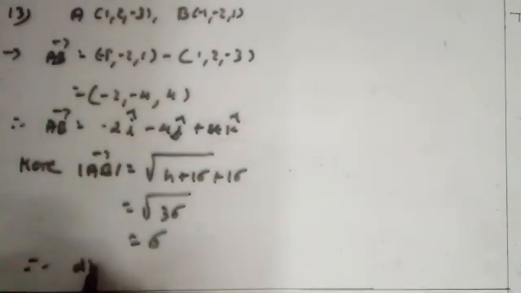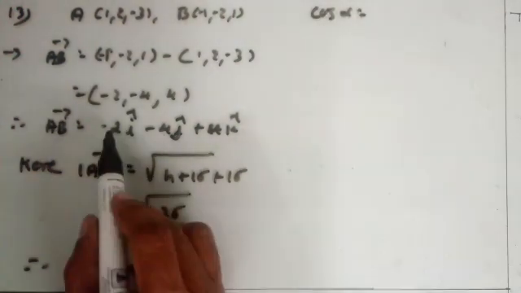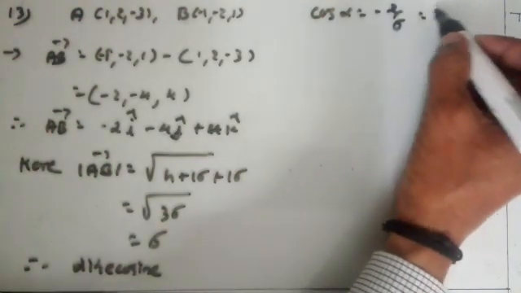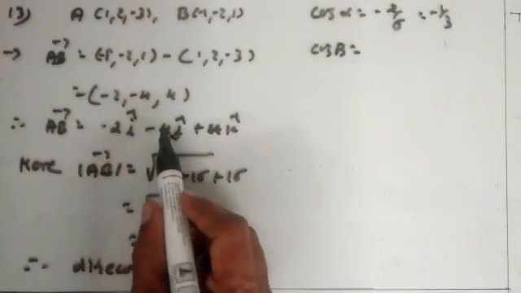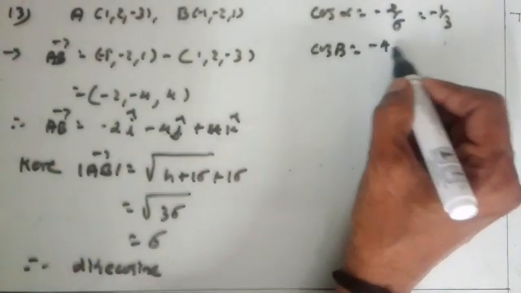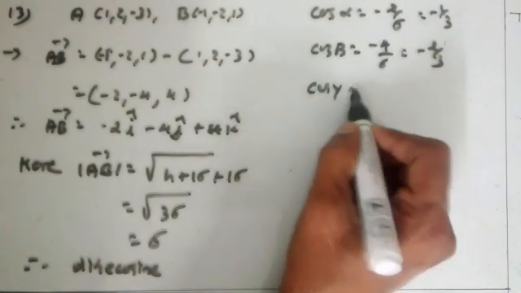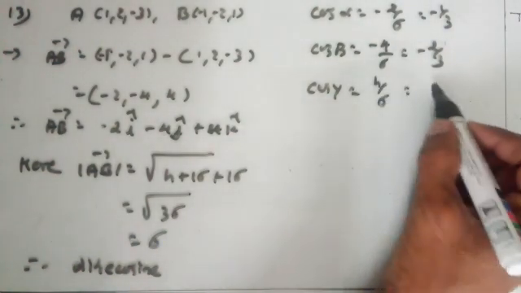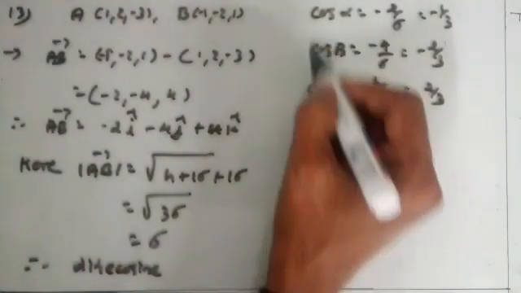Therefore direction cosine: cos alpha is equal to the first component upon mod of AB, that is -2 upon 6, equal to -1 by 3. Similarly, cos beta is equal to the second component upon 6, that is -4 upon 6, equal to -2 by 3, and cos gamma is equal to 4 upon mod of AB, that is 6, equal to 2 upon 3. These become the direction cosines. Clear?